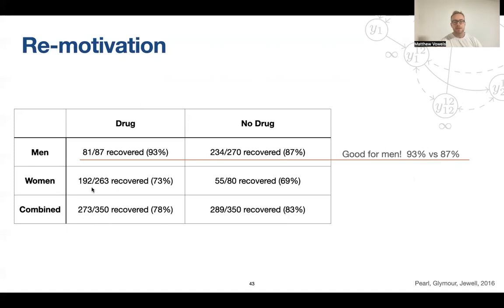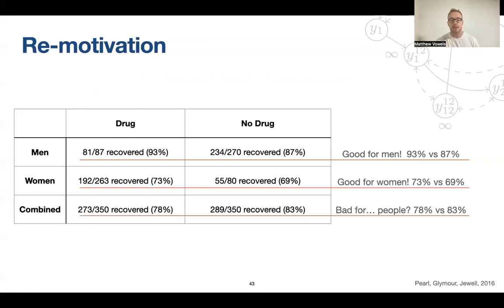Now, if we do the same thing for the data that we collect for women, we find a similar phenomenon. So we see that 73% of women who took the drug recovered, and only 69% of women who didn't take the drug recovered. So we might also say this drug is good for women. But when we combine these data and we simply sum them up and again take the proportion that did recover or did not recover, we actually find a reversal of these numbers.